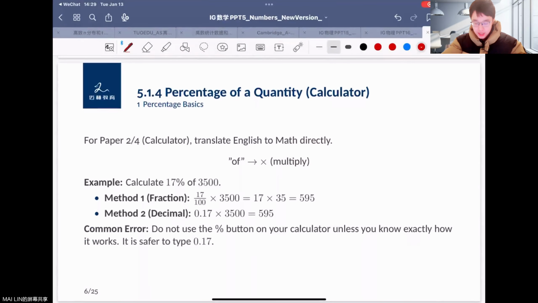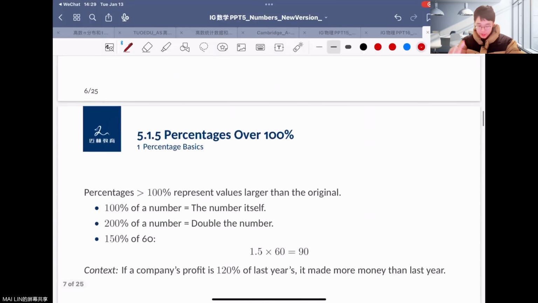For the percentage of a quantity, "of" means multiplying. For example, calculate 17% of 3,500. You can use the fraction directly: 17 over 100 times 3,500, so 17 times 35 equals 595. Or you can switch 17% into a decimal: 0.17 times 3,500, and the answer is 595. These are ways to solve these problems. It's not very difficult if you know how to convert them.